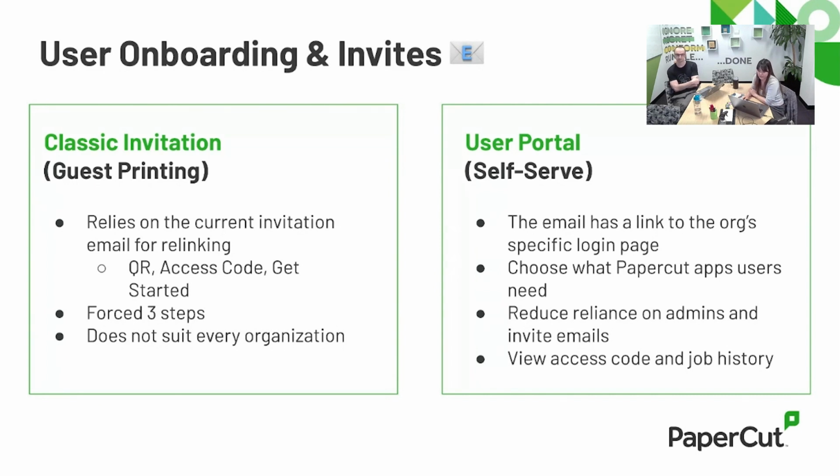The other option is the user portal. So this is the logging in option, and that's more suited for customers that want users to self-serve. And so the email invitation will just contain one single link to the organization's specific logon page, and then they'll complete the rest of their setup in the user portal. Admins will be able to choose which PaperCut apps users need, so they can decide to hide the computer app or the mobile app. And so there's a bit more choice for them there.